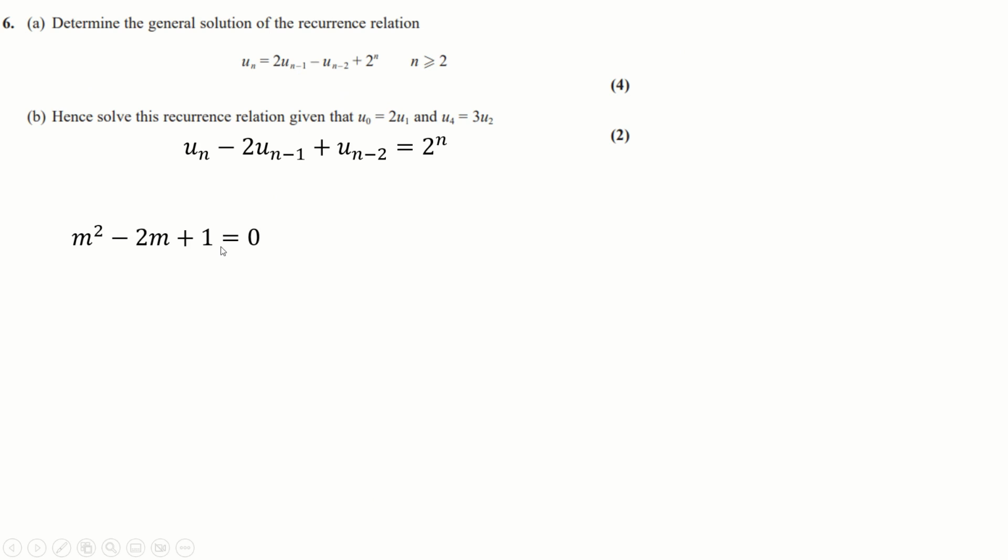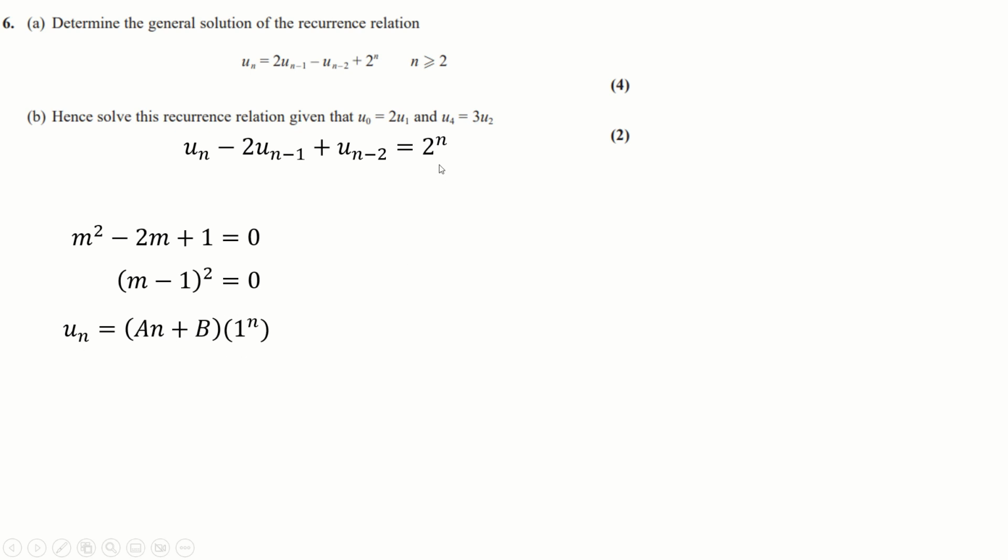This factorizes, and you get a repeated root at 1, which means we're going to use the form (an + b) times that repeated root of 1 to the power n. Now, of course, this just goes away. This is the form that you use when it's repeated, remember. So that just goes away and you just get that bit. So that's the complementary function.